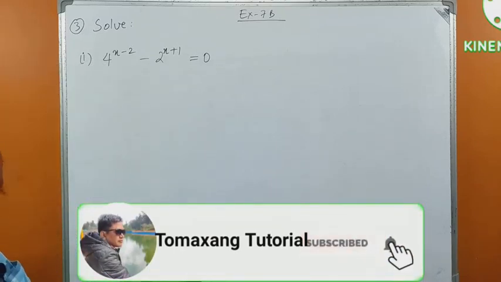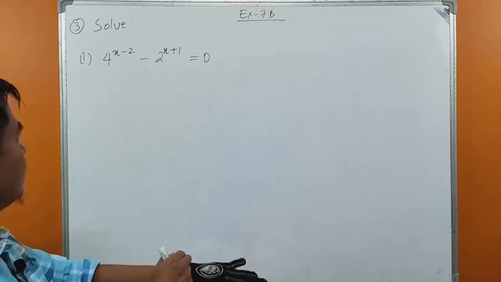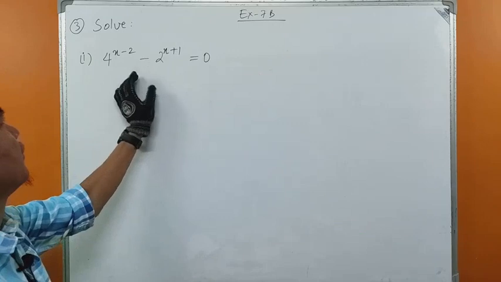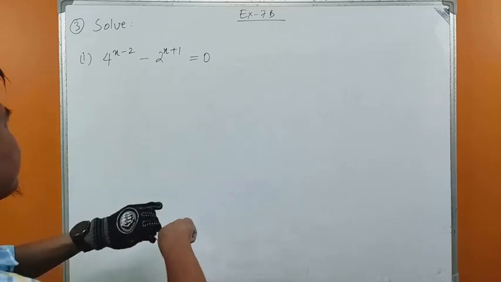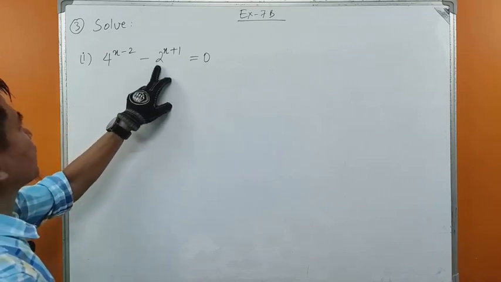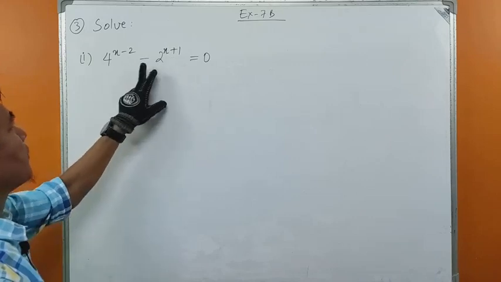So we are asked to solve, which means to find the value of x. We are provided with this equation and we are asked to find the value of x from this equation. So let's begin. Here we have 4 to the power x minus 2. Here we have 2 to the power x plus 1. We must try to make the base same.